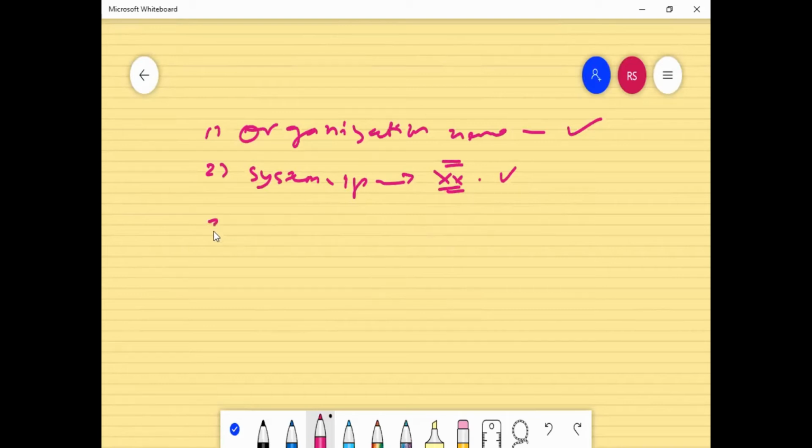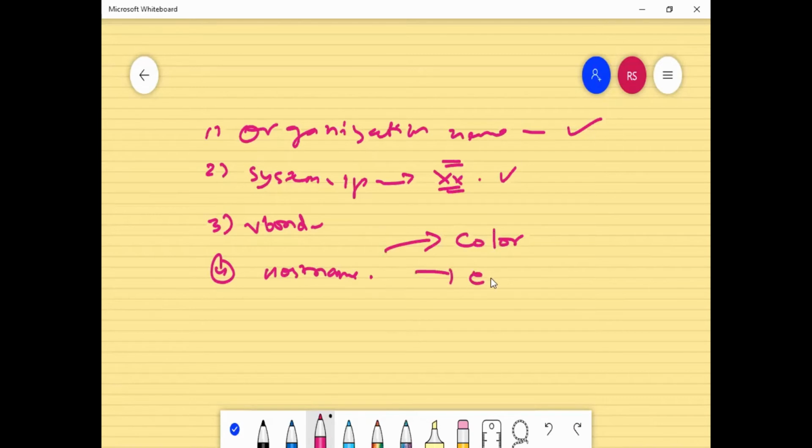Then every device should have the information about the vBond, and optionally you can have the host name, whatever host name you want to provide. Then different terms will come into the picture, like the color, the encapsulation, and other things. We will talk about each and every term of these vEdge devices later on, not now.